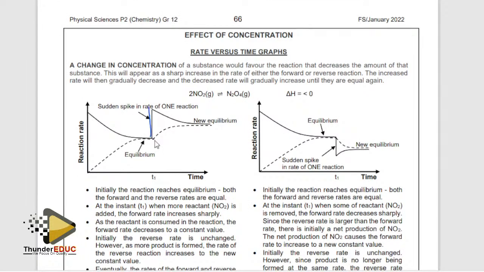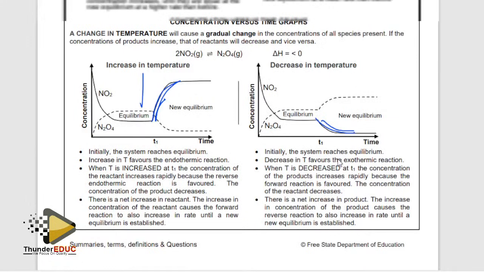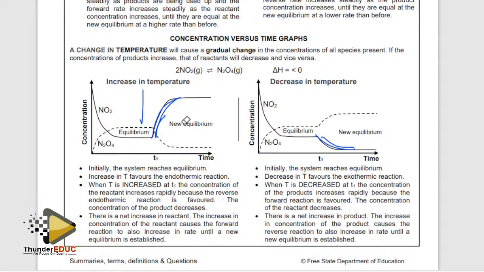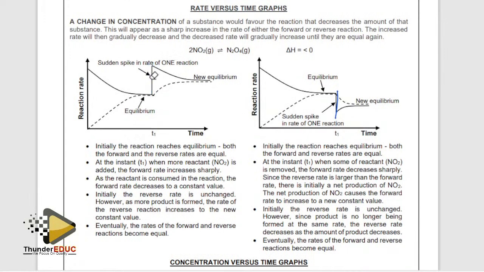It means that either you have added or you have decreased. Can I repeat that? For the case of temperature, how do I know that this graph is for temperature change or for concentration? For temperature, the graph changes gradually. It has that gradual bend, while for concentration, it is sharp. When you add to the concentration, it is automatically sharp.